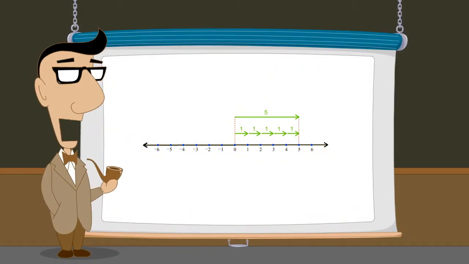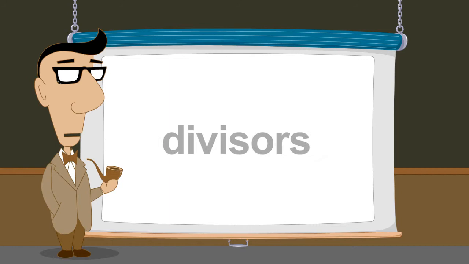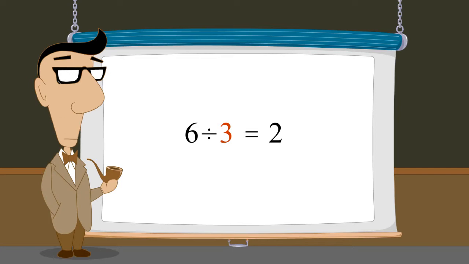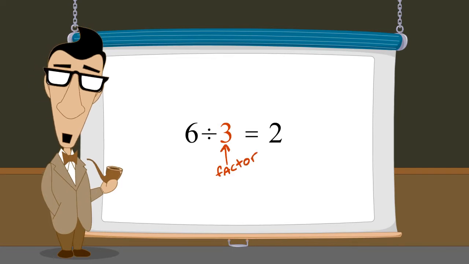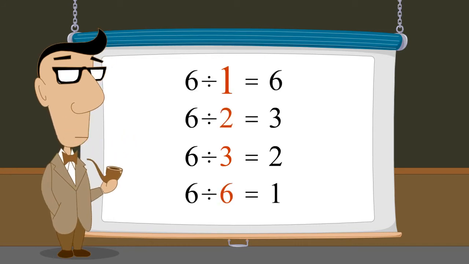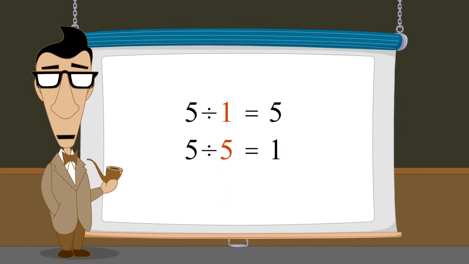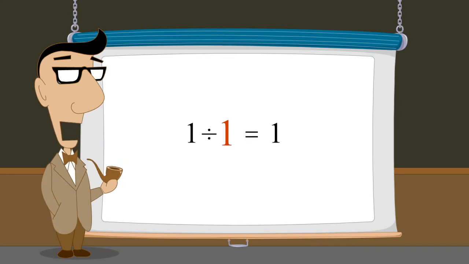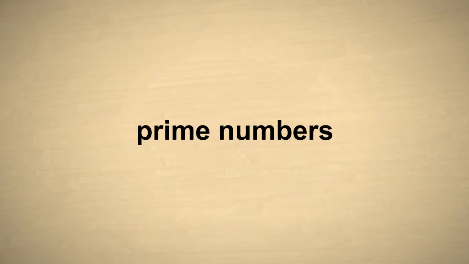Numbers that can divide evenly into a natural number are said to be that number's divisors or factors. Since 3 can divide evenly into 6, we say that 3 is a factor of 6. In fact, 6 has 4 natural number factors: 1, 2, 3, and 6. On the other hand, 5 has only 2 factors, 1 and 5. And 1 has only 1 factor, itself. Natural numbers that have exactly 2 factors, themselves and 1, are called prime numbers.